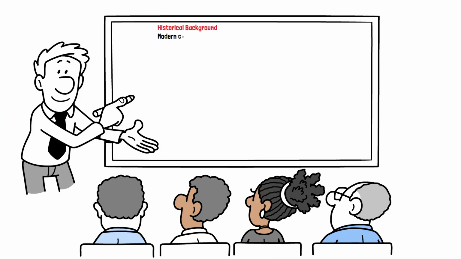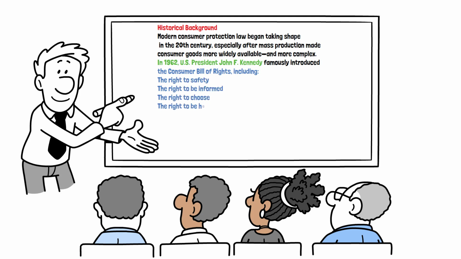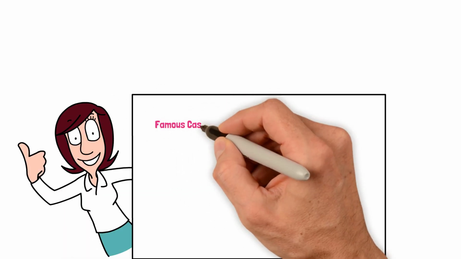Modern consumer protection law began taking shape in the 20th century, especially after mass production made consumer goods more widely available and more complex. In 1962, U.S. President John F. Kennedy famously introduced the Consumer Bill of Rights, including the right to safety, the right to be informed, the right to choose, the right to be heard. This global movement led to similar legal frameworks in the UK, EU, India, and other nations, often supported by dedicated regulators like the Federal Trade Commission (FTC), the Competition and Markets Authority (UK), or the Consumer Protection Council in various countries.